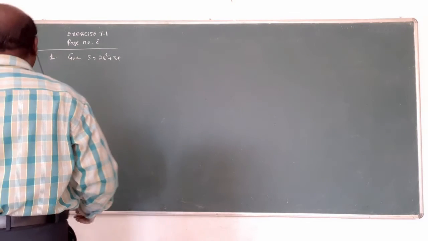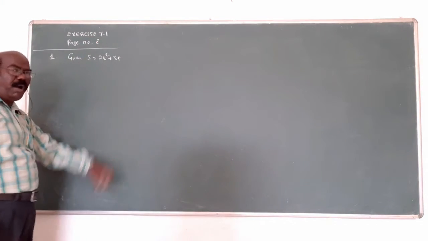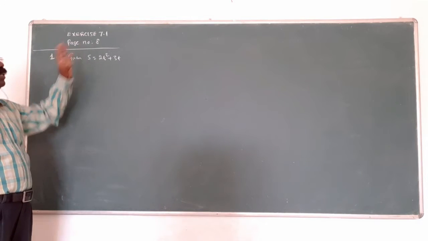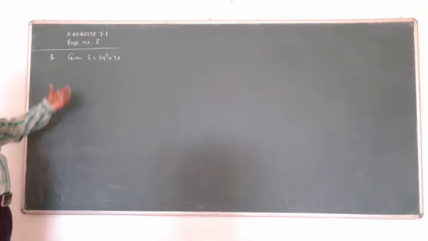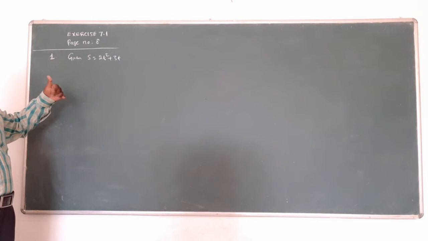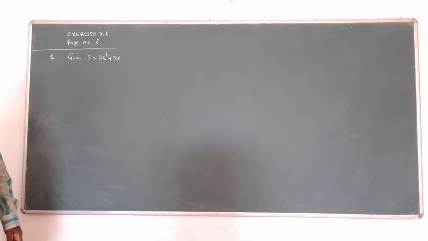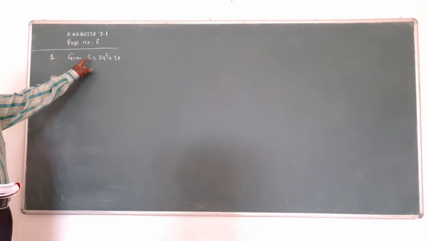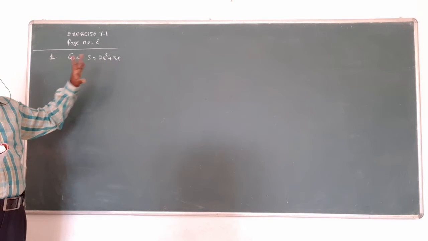Listen here. Exercise 7.1, page number 8. Now I want to write about the answer. I want to explain the answer. Refer the question in the book. The question: a particle moves along a straight line in such a way that after t seconds, the distance from the origin is s equal to 2t square plus 3t.